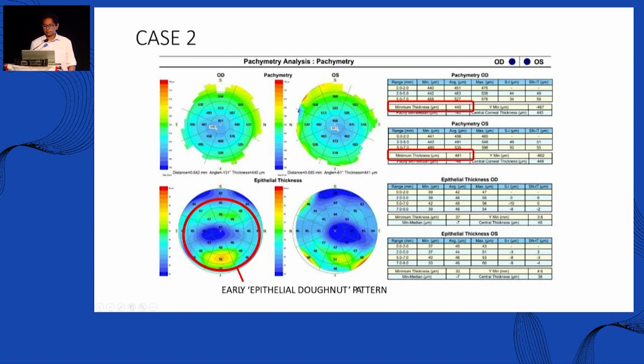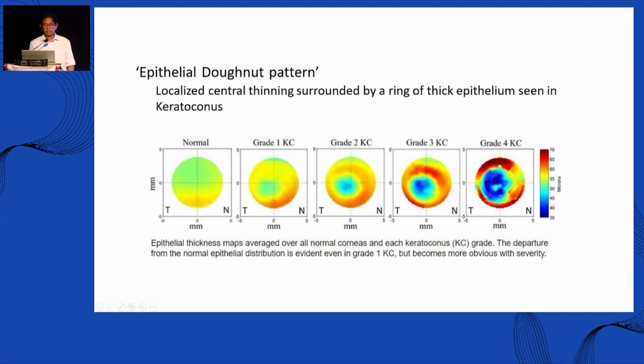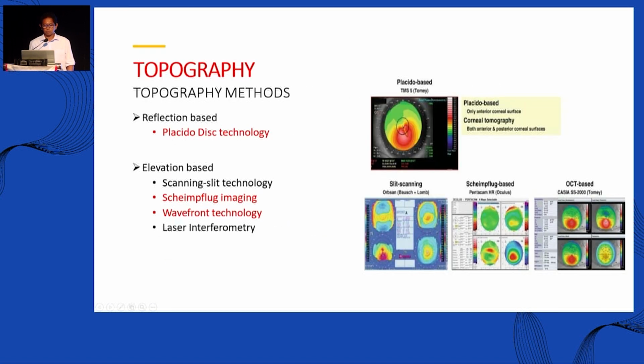So this is characteristic of keratoconus. This is the epithelial donut pattern, grade 1 to 4. This is indicative of keratoconus. Then you do topography, looking at the corneal surface. There are two methods: reflection based, that's the Placido disc technology, and then the elevation based, where we have the wavefront technology and the Scheimpflug imaging.